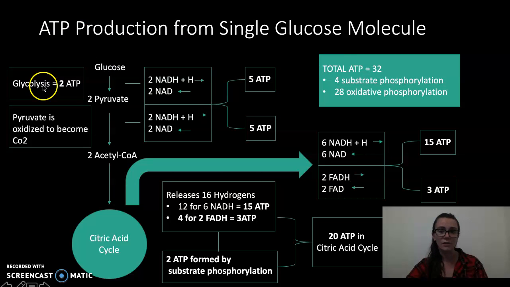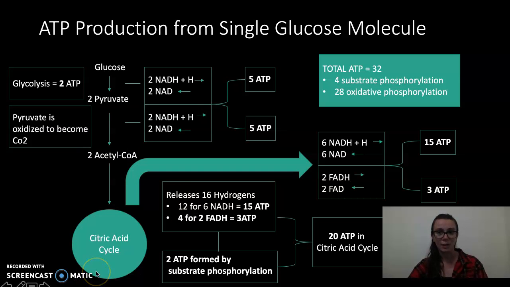2 being from glycolysis, from glucose to 2-pyruvate, and then also we talked about the combined yields from the 2 NADH through that electron transport chain, which gives you the 5 ATP and the 5 ATP. So we've got glucose, which goes through glycolysis to 2-pyruvate. That 2-pyruvate is going to be oxidized into CO2, and then from that you'll get 2-acetyl-CoA. And from 2-acetyl-CoA, we're going to go into the citric acid cycle.